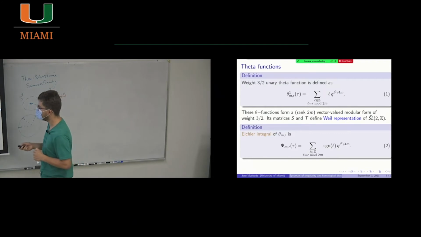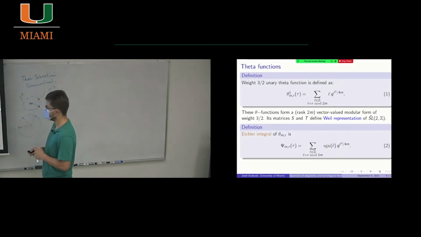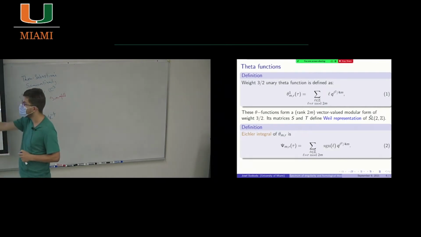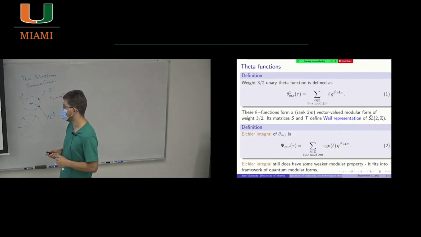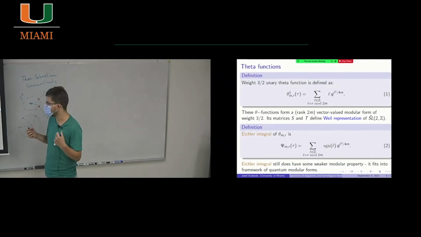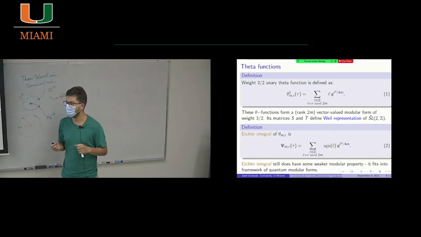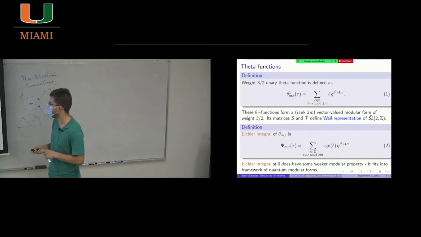And then I want to define this Eichler integral. The Eichler integral is just that we take a similar sum. Now we don't have this L, we only have the sign of L, and so this is this function. It is clearly related to the theta function, but it does not have this modular property like this vector. It only satisfies some weaker modular property, which is what Zagier calls quantum modular forms. Or you can hear mock modular forms, false theta functions, because this is just taking half of the infinite sum.